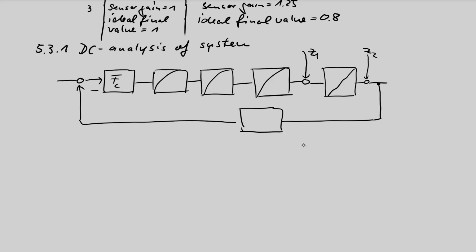Then we have a negative feedback. And this is the reference input W, Z1 and Z2, and the output X, and here the control difference XD. And here's a sensor with the sensor gain 1.25. Okay, I fill the parameters of these blocks without recording.